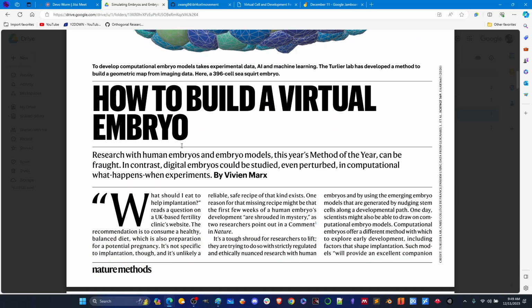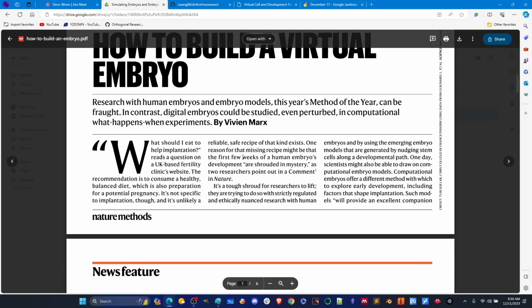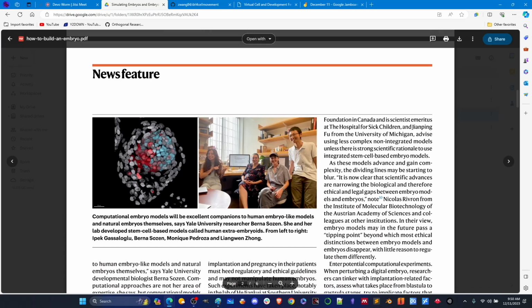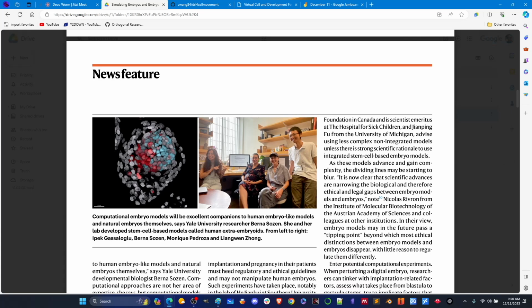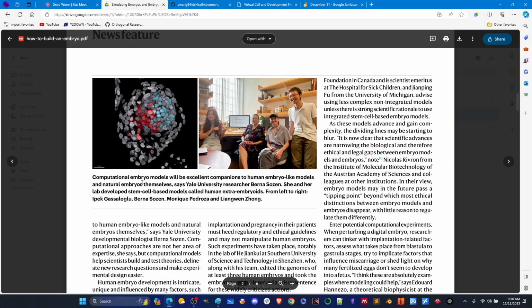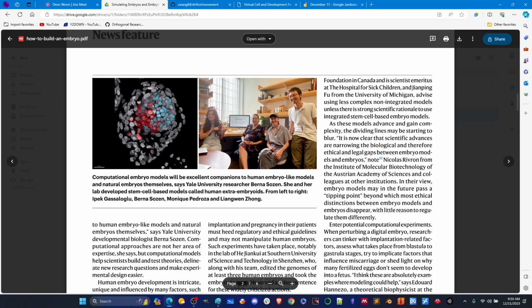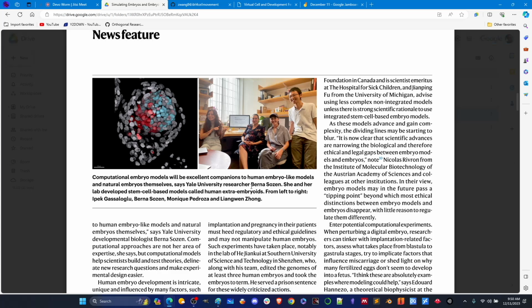So, how to build a virtual embryo. Let's see, I'm going to go through some of these. It's basically just talking about different groups and what they're doing. We have the computational embryo models. This researcher, Berna Sozen, says computational embryo models will be excellent companions to human embryo-like models and natural embryos themselves. She and her lab developed stem cell-based models called human extra-embryoids.